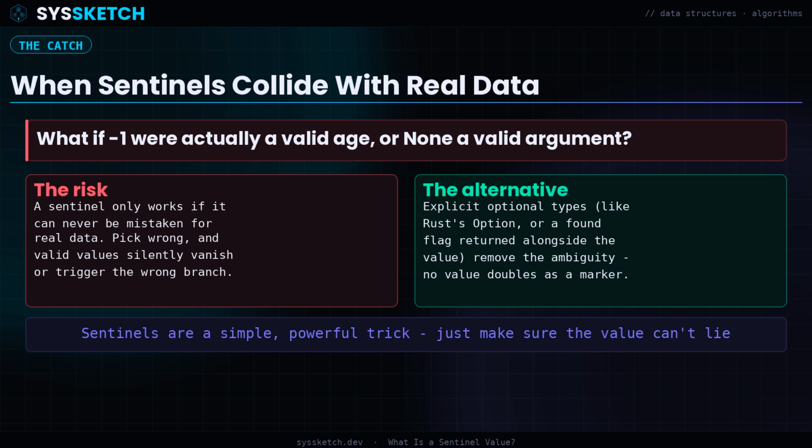Here's the catch worth remembering. A sentinel only works if it truly can never collide with legitimate data. If -1 were somehow a valid age, or if None were a value someone genuinely wanted to pass in, the whole scheme breaks silently. Real data gets mistaken for the stop signal, or the reverse happens instead. That's exactly why some languages reach for explicit optional types instead, like Rust's Option, which separates "here's a value" from "here's nothing" at the type level rather than overloading one shared value to mean both things.